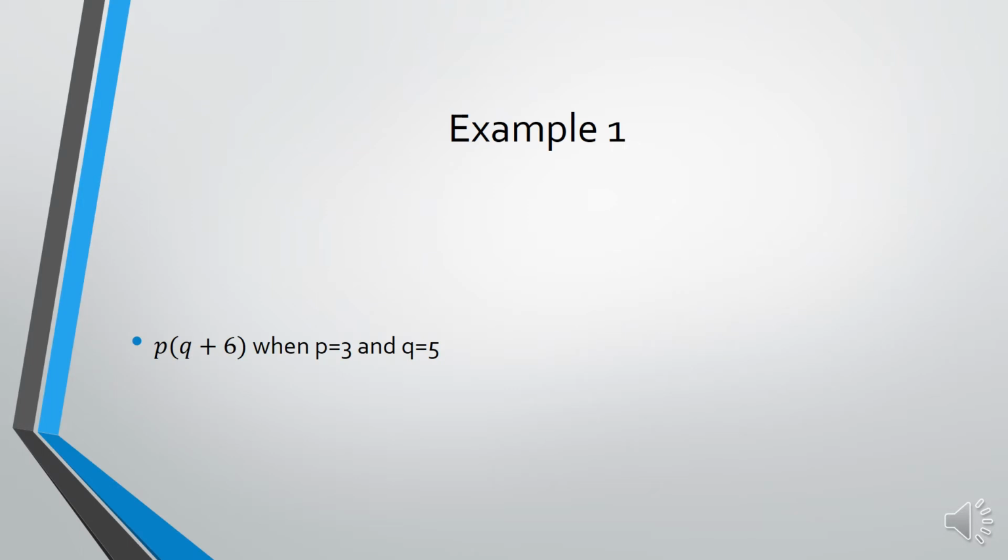So example 1: we have an expression, p times (q plus 6), which you'll see on the left. What I want to do is substitute in the values of 3 and 5, which actually happens a lot in real life, so we want to be careful and pay attention to how we do this. I'm going to substitute in p equals 3 and q equals 5. So everywhere I see a p, I'll put a 3, and everywhere I see a q, I will put a 5.